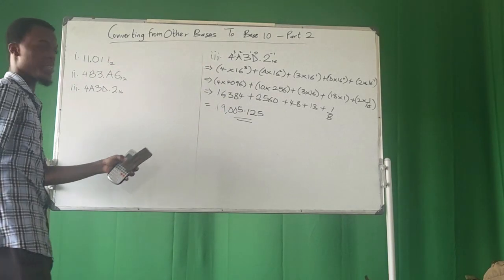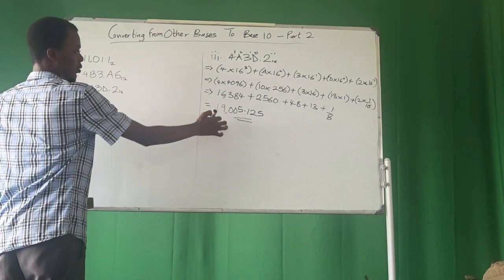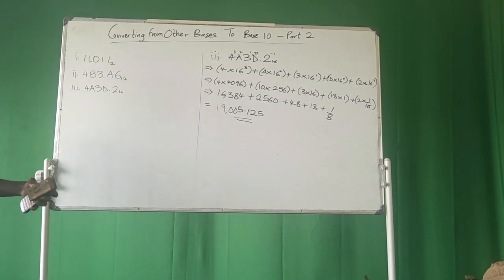Guys, so now this is how you convert numbers involving points to base 10. Okay, so other bases to base 10. That is it. Very, very easy.